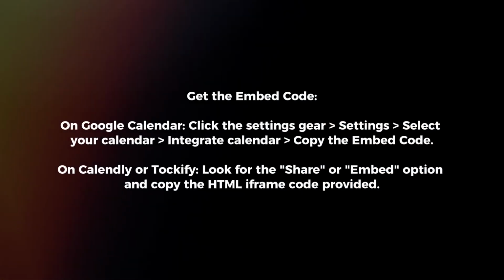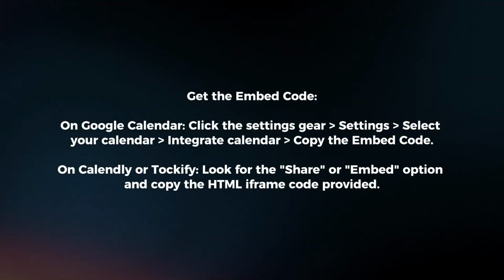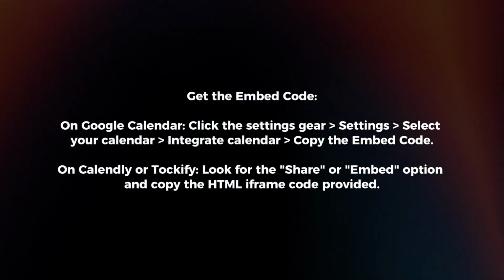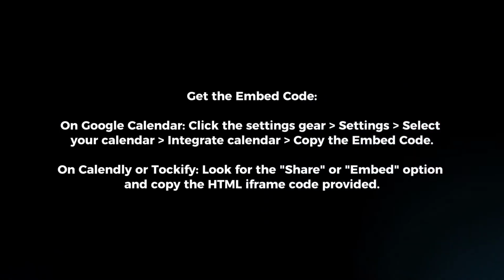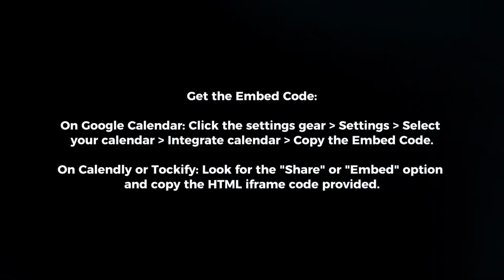Get the embed code. On Google Calendar, click the Settings gear, Settings, select your calendar, integrate calendar, copy the embed code. On Calendly or Talkify, look for the Share or Embed option and copy the HTML iframe code provided.